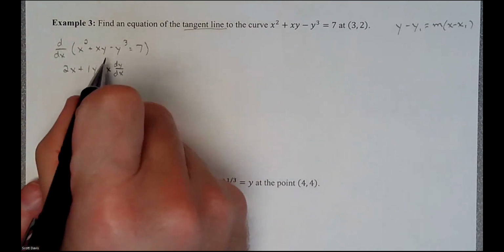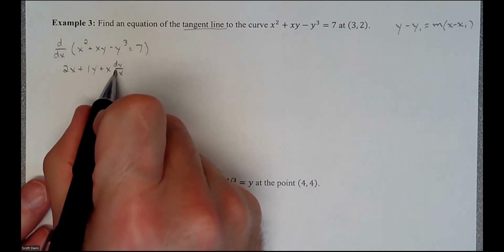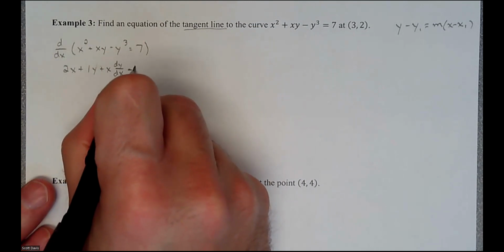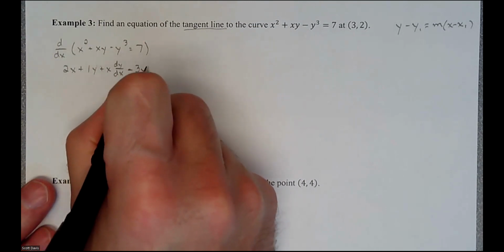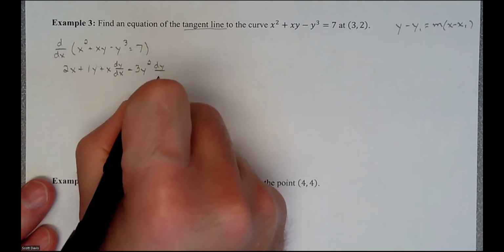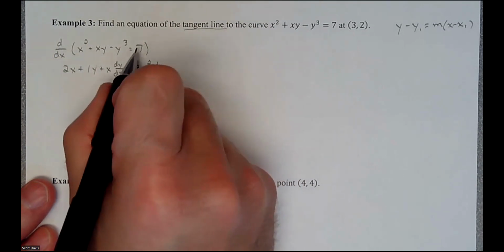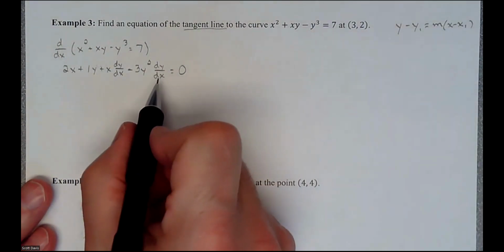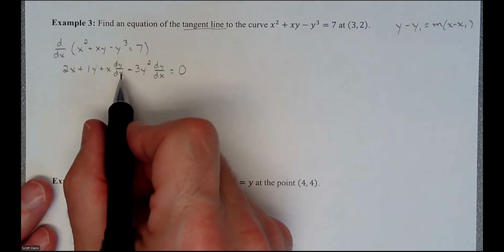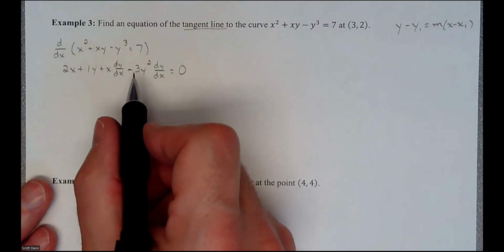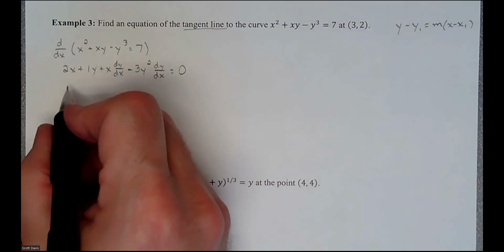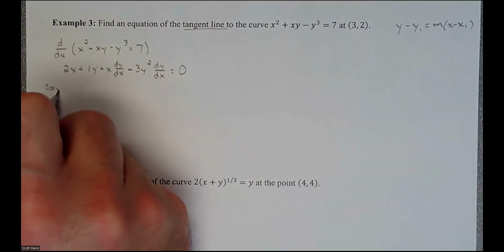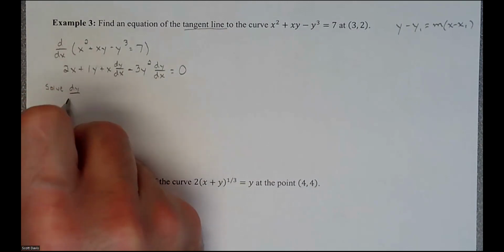Don't forget that if you're doing the derivative of anything other than x, you're going to have that extra dy/dx on it. Minus, you'll have it here as well, so minus 3y squared dy/dx equals the derivative of 7, which is 0. We're looking to figure out what the slope equation is, so then I can plug in my x and y coordinate. So let's do a little manipulation and solve for dy/dx.